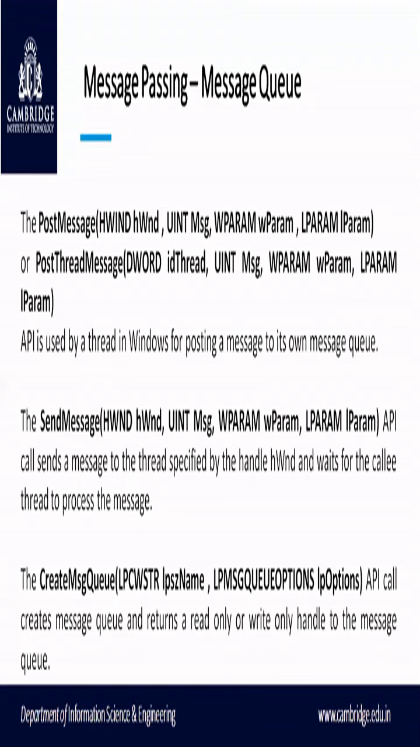These are the standard syntax or the headers you are going to use for creating a message queue, posting the message, sending the message, all those things. So for all those things, these are the syntax you are going to use. The post message is used for posting the message. These are all the parameters that particular method is going to have. Post message and post thread message are both the same. This API is used by a thread in Windows for posting a message to its own message queue.